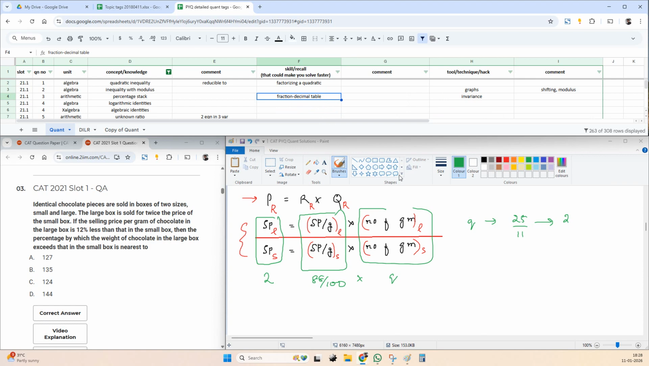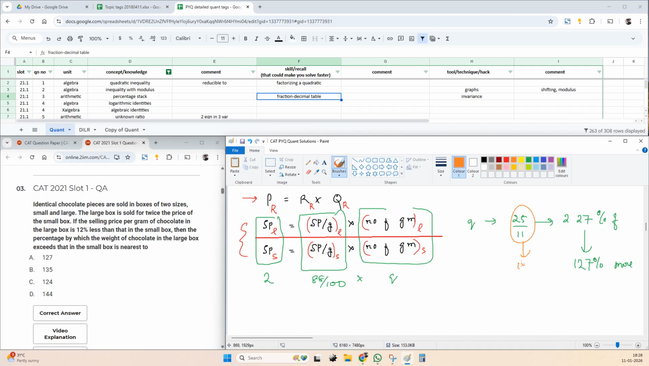So, either you can look at this 25 by 11, and that's 2 and 3 by 11, which I have by hearted is 2.27. And then this is percentage off, right? The large box is 2.27 times the small box, or 227% of the small box, which is 127% more than the small box. Alternately, you can just subtract a 1 from here first and say 14 by 11 more, which is 127% more. It doesn't really make a difference. But the thing is, you should know that 3 by 11 is 27.27% by heart.